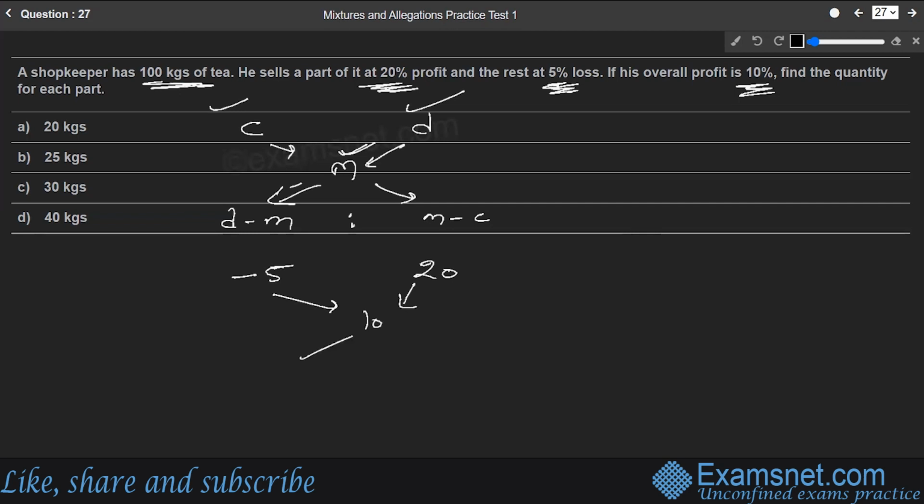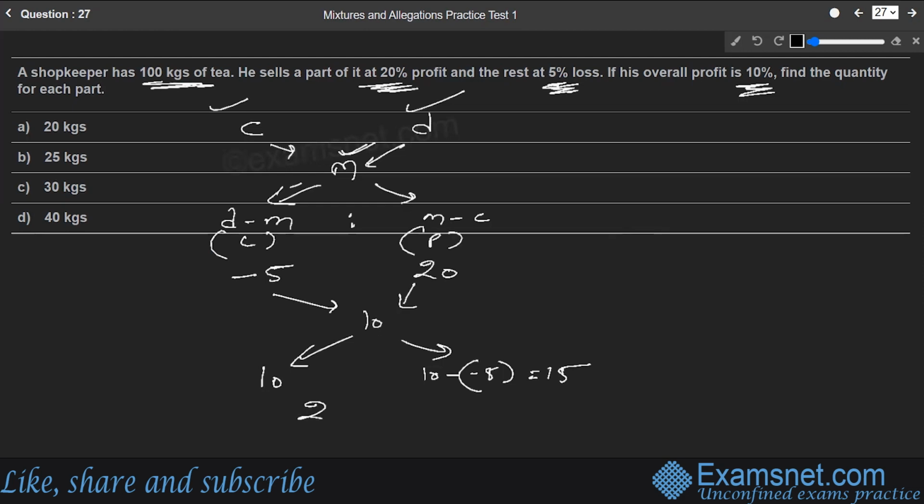Okay. And what should be the ratio? If he's got 100 kg of tea, then what should be the ratio of each type of tea over there? The quantity of each part of tea should be found. So the ratio will come out to be 20 minus 10 is 10 here, and 10 minus minus 5, because the loss has been -5. So it becomes 15. So the ratio of the loss part and the profit part: the loss part value is 10, the profit part value is 15.